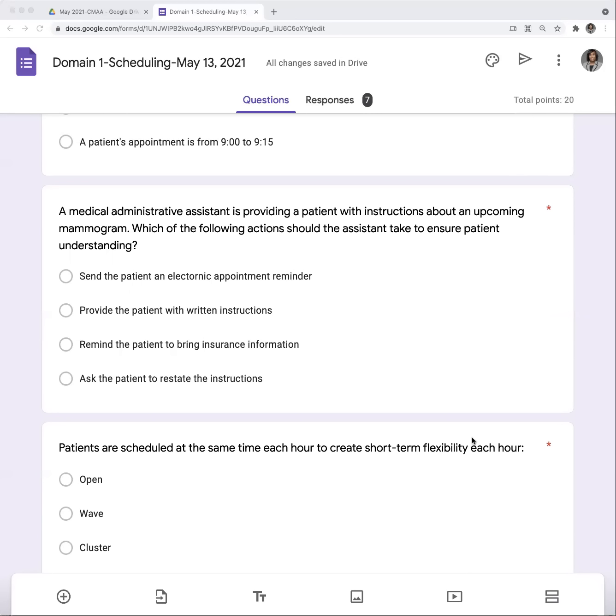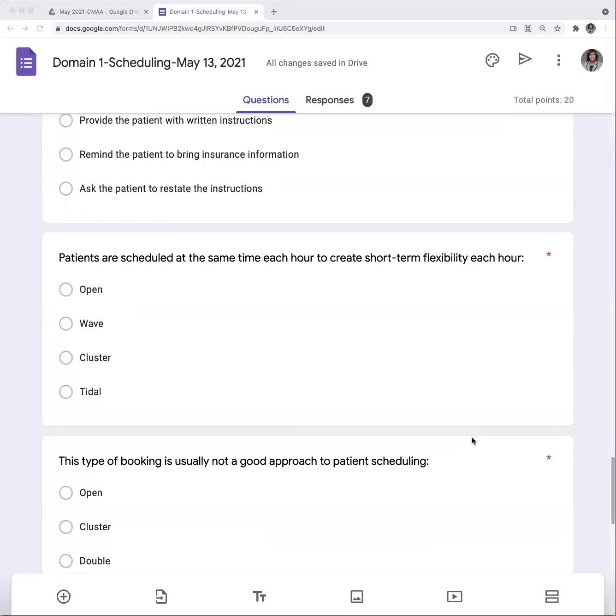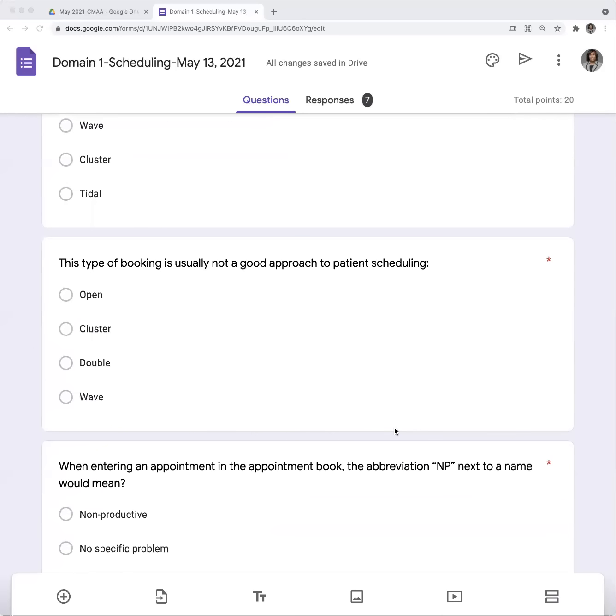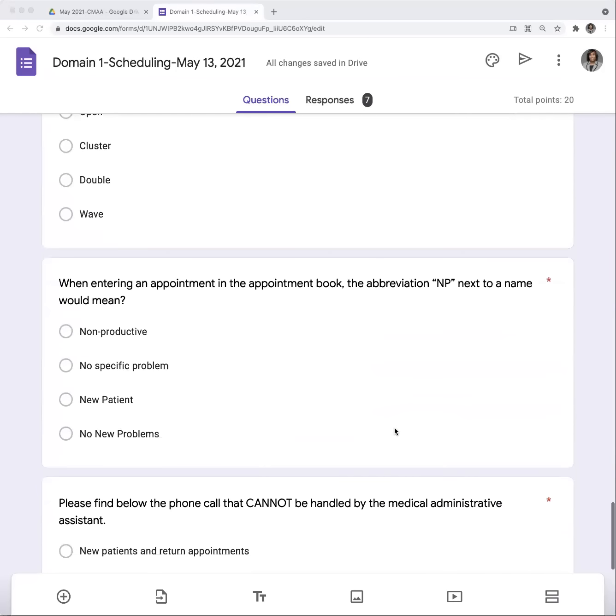Patients are scheduled at the same time each hour to create short-term flexibility. That's wave booking. Wave. This type of booking is usually not a good approach. Double. Yep. When entering an appointment in the appointment book, we use the abbreviation NP. New patient.